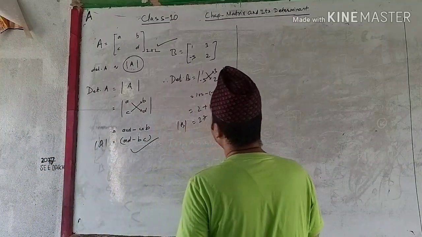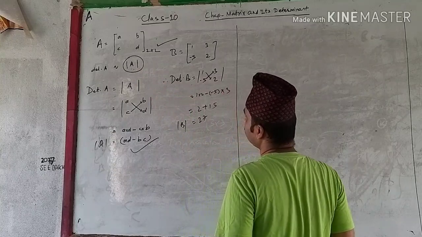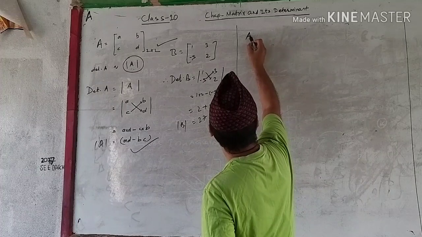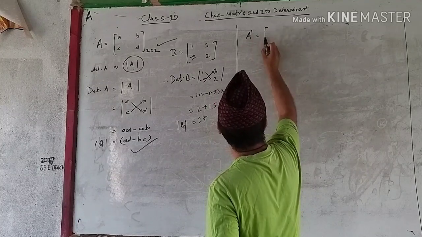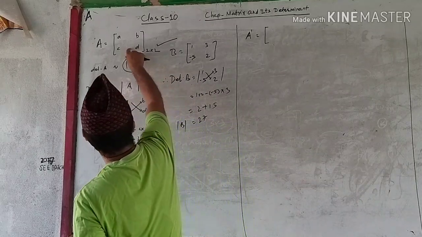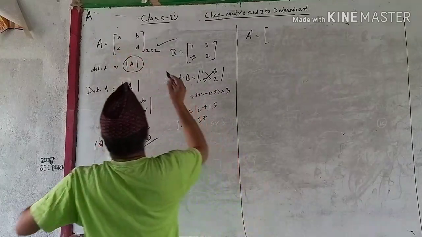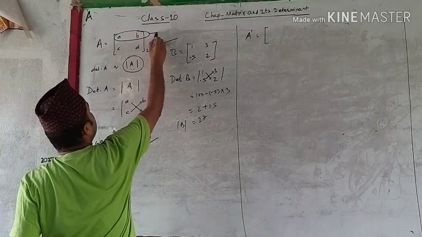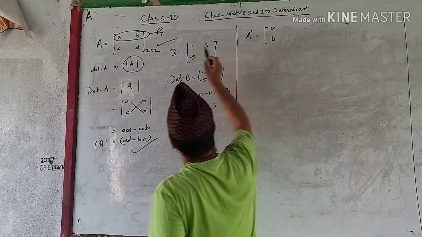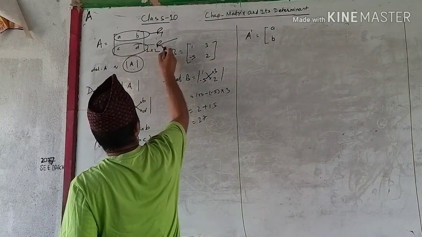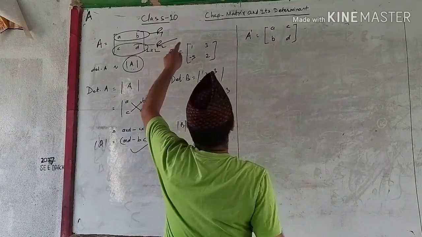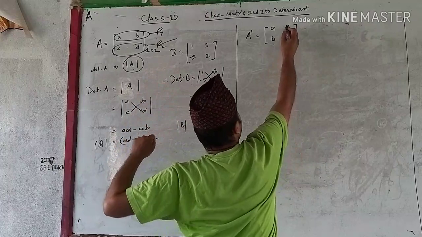Here you can take an example. Suppose A is a matrix, and suppose A dash is another matrix. Let us interchange these values. The elements that lie in the first row, I am writing in column form: a, b. And the second row I am writing as the second column: c, d. First row becomes first column, second row becomes second column.